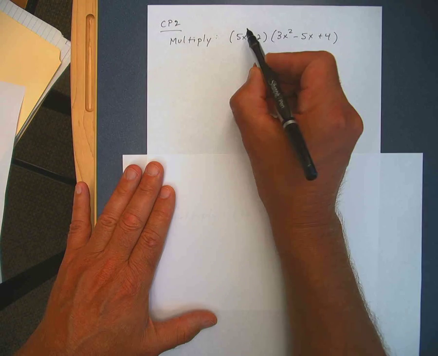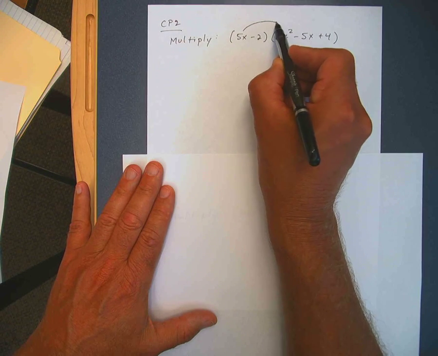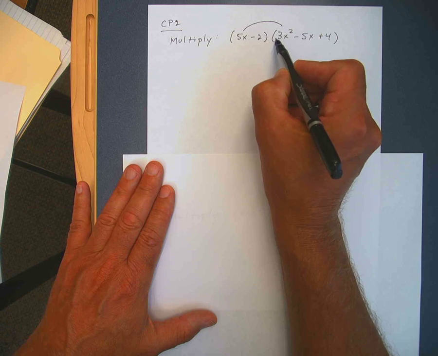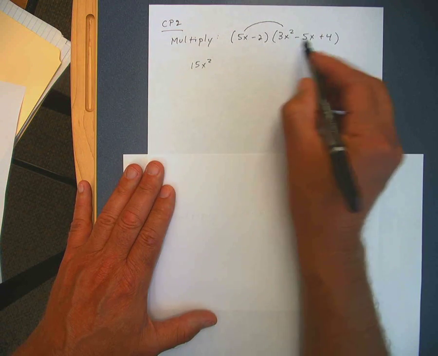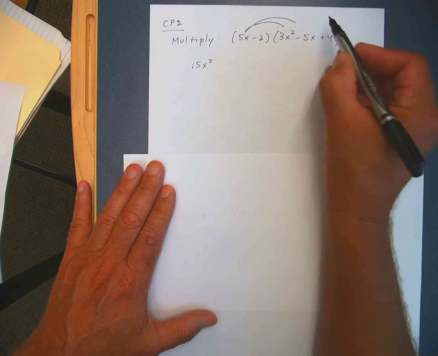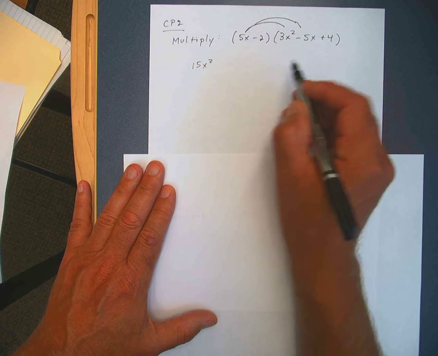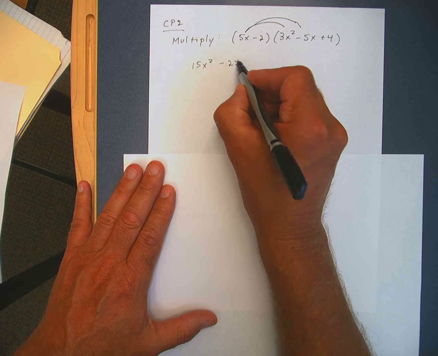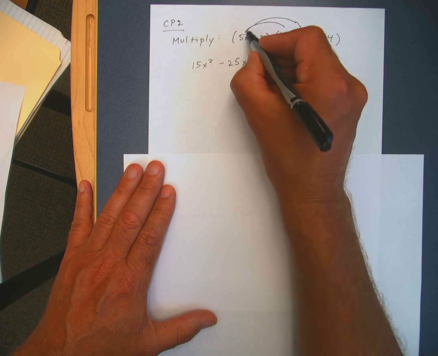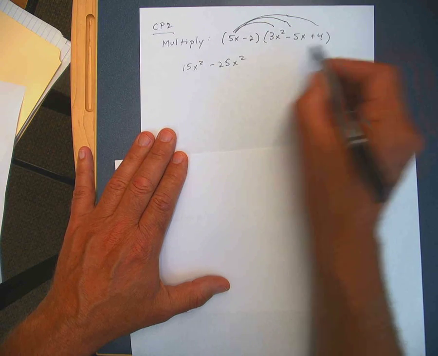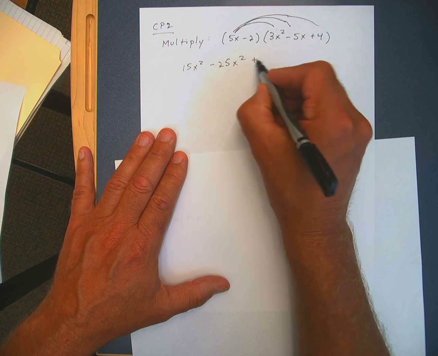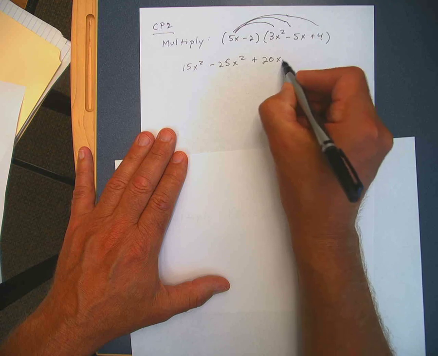So let's start. We're going to multiply 5x by 3x squared. When you multiply that, you're going to get 15x squared. Then we'll multiply 5x by the next term. So 5x times negative 5x will be minus 25x squared. And then let's multiply it by the third term. 5x times 4 is going to be plus 20x.